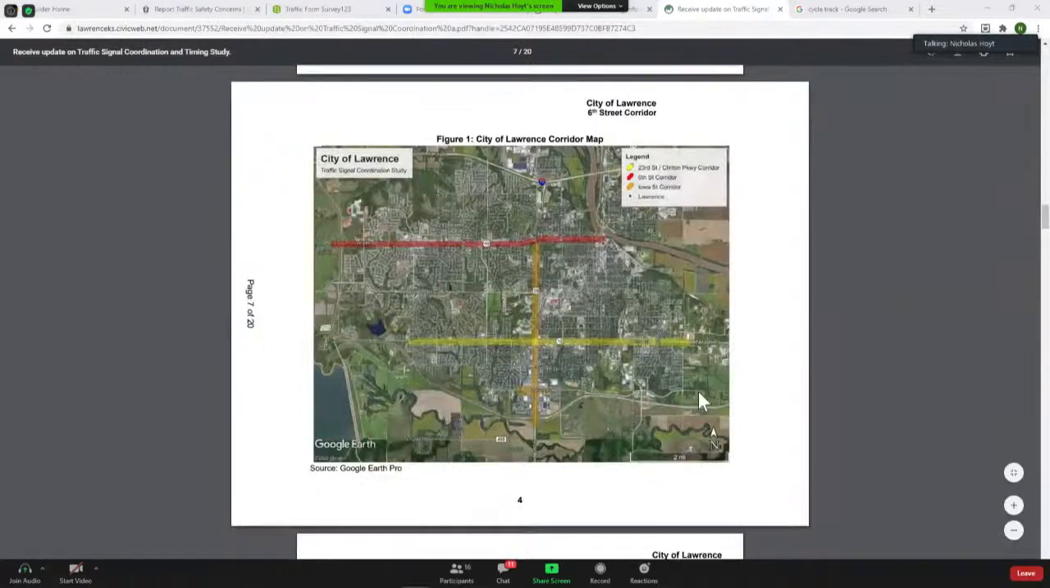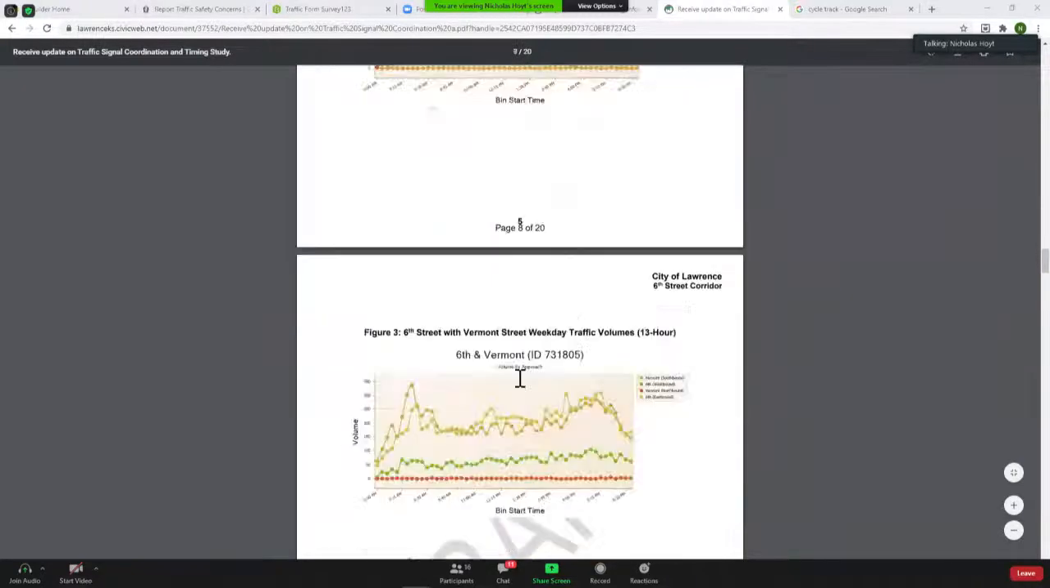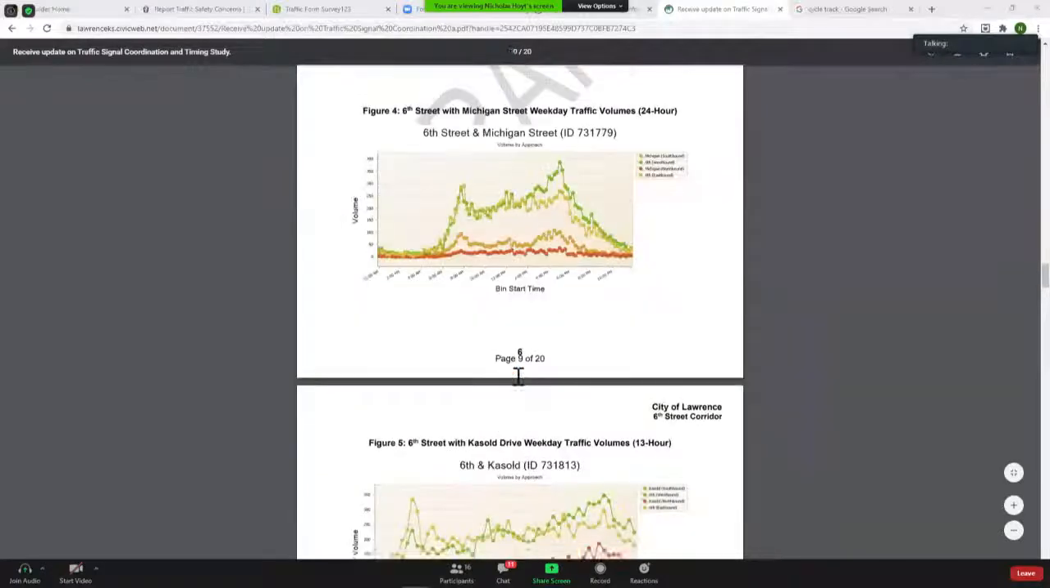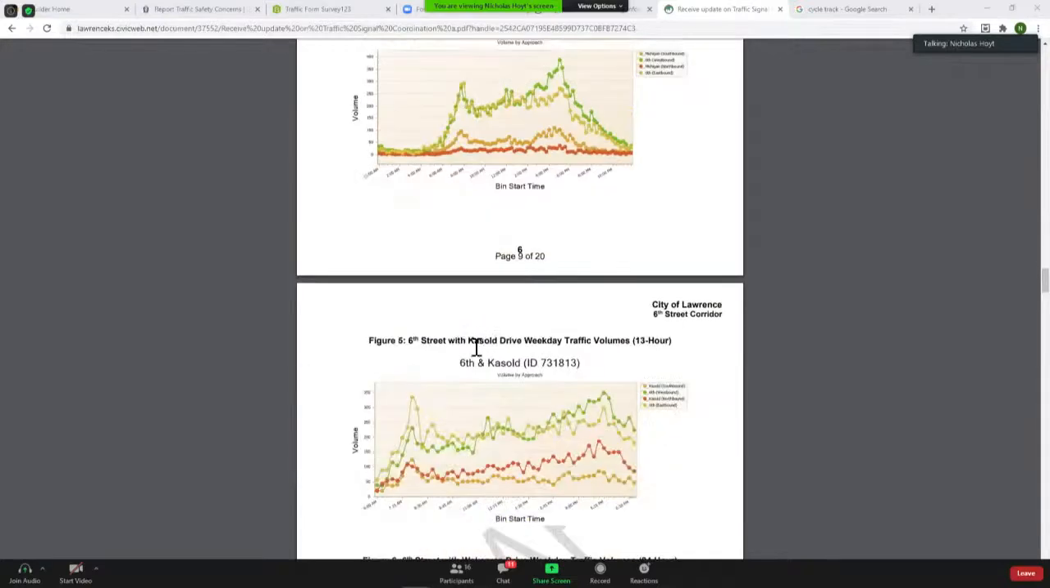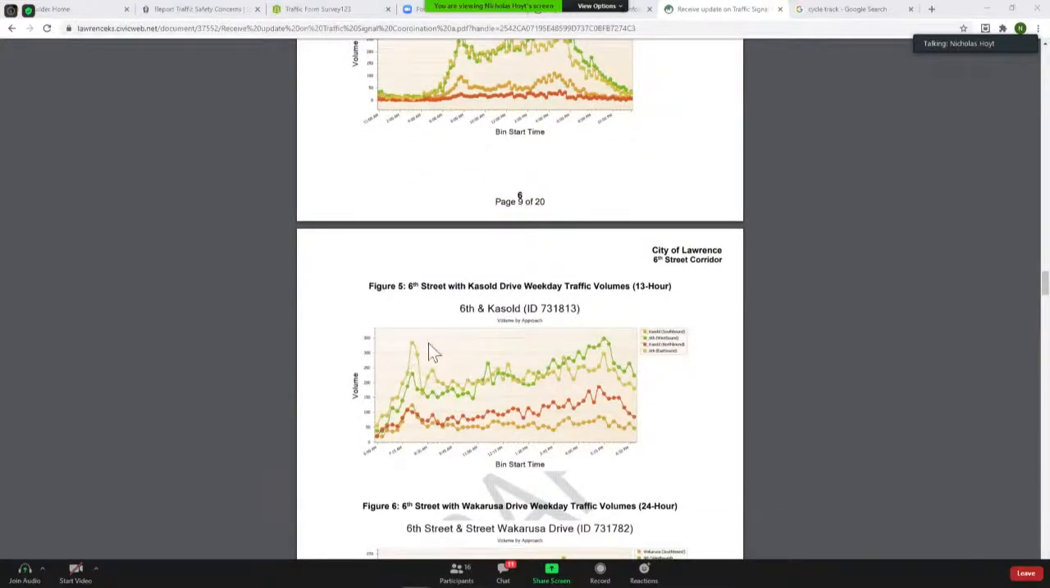So here are the 3 corridors that we're really focused on: 6th Street from downtown all the way to K10, Iowa Street from 6th Street to K10, and 23rd, which is shown from O'Connell to Wakarusa because there are no stoplights east or west of there. On 6th Street, in a lot of places the westbound traffic has a much higher peak in the afternoon. This one's not much different for the morning. There are other places where the eastbound traffic has a slightly higher volume in the morning, and then westbound is a little higher in the afternoon.